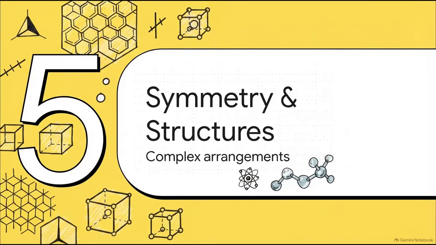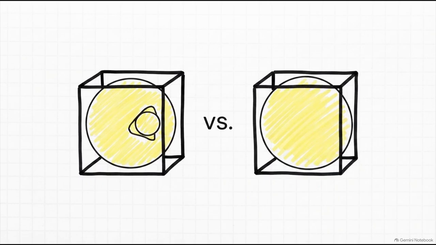Section 5. Symmetry and complex structures. Okay, let's step it up a notch. What happens when we mix different types of atoms in way more complex arrangements? Because this isn't just theoretical geometry anymore. This is the basis for advanced materials, like the superconductors that literally power our modern technology.